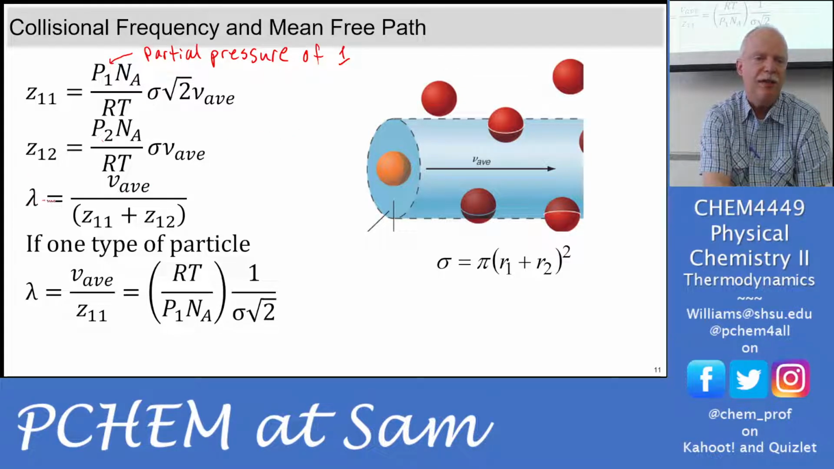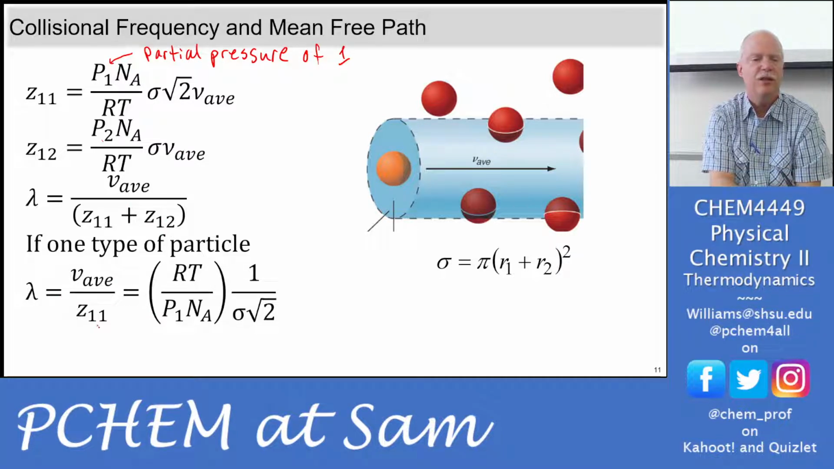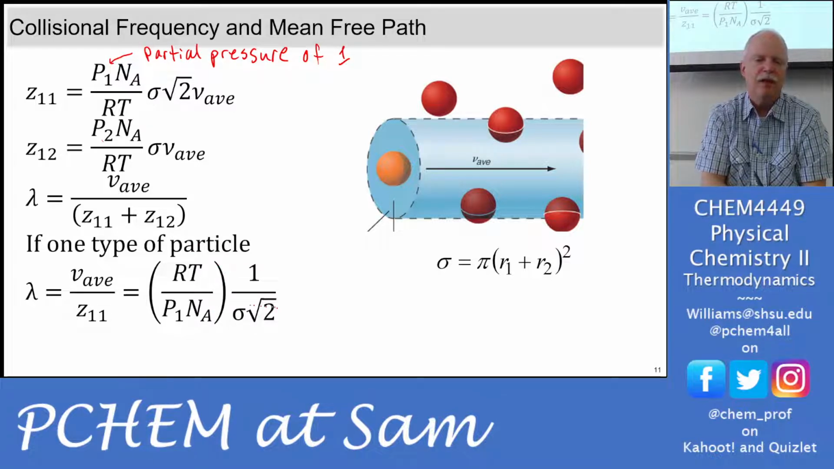The mean free path then is that average velocity of the gas divided by these collisional frequencies. Each of those collisional frequencies has this average velocity in it, so that's going to cancel. So you end up with this equation. If we just want to talk about a pure sample of gas, particle 1 hitting itself, which is pretty simple to do, then this is the equation. The main take-home is that the pressure is in the denominator here.